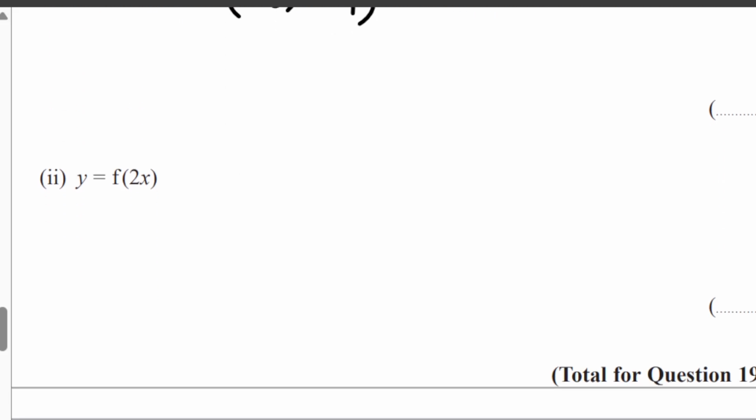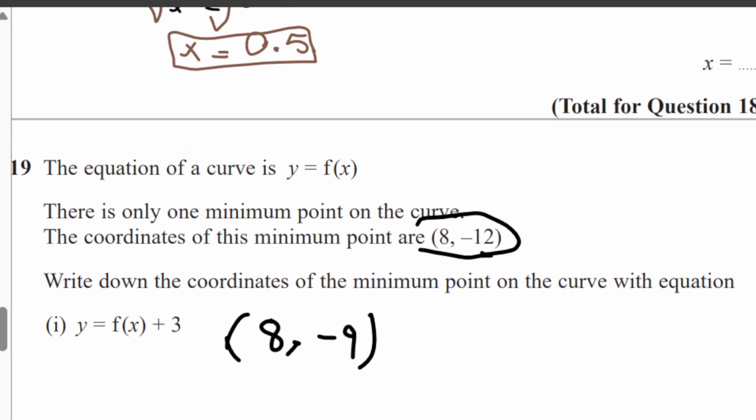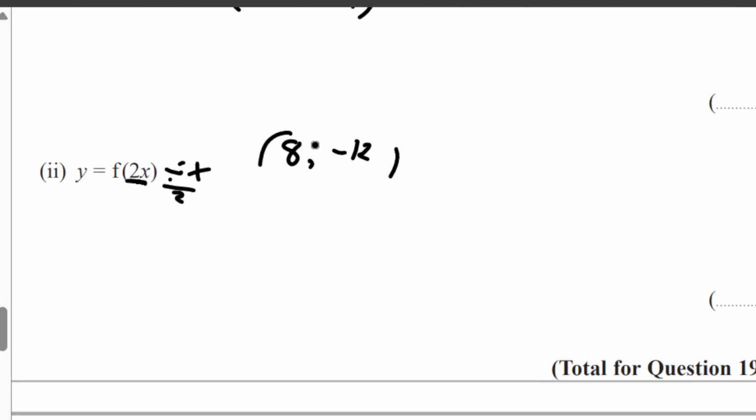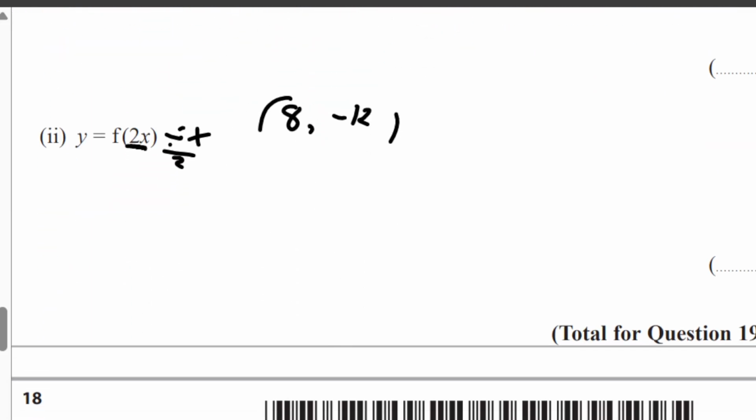Now, f of 2x, the 2 is multiplied inside the function. In such case, we divide x by 2. So our main point was 8 and -12, right? The point that they gave us in the question is 8 and -12. So when it's f of 2x, you just divide the x by 2. So your answer is 4 and -12. And that's it for this question.